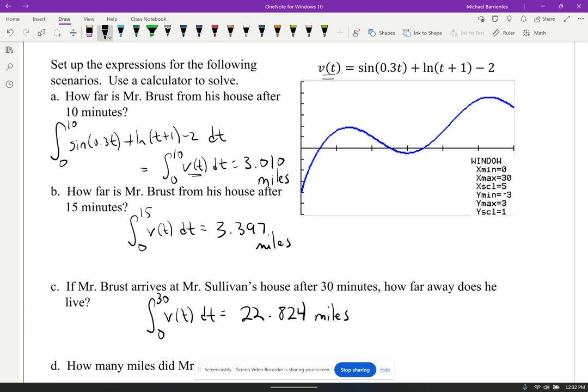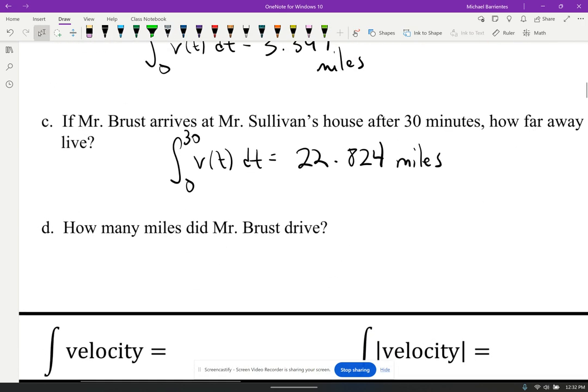Now, let's talk about what we're really finding. Remember, the first part of the fundamental theorem of calculus says, if you can find an antiderivative of velocity, then I can substitute the top and substitute the bottom. So in reality, what we're finding is the antiderivative of velocity is position. I call it s of t. So I'm going to say s of 30 minus s of 0, not 10.